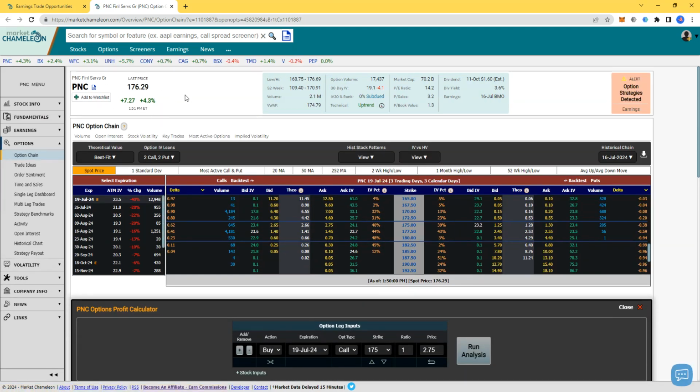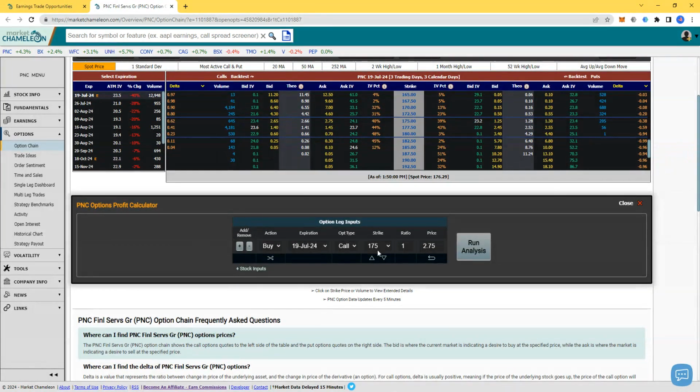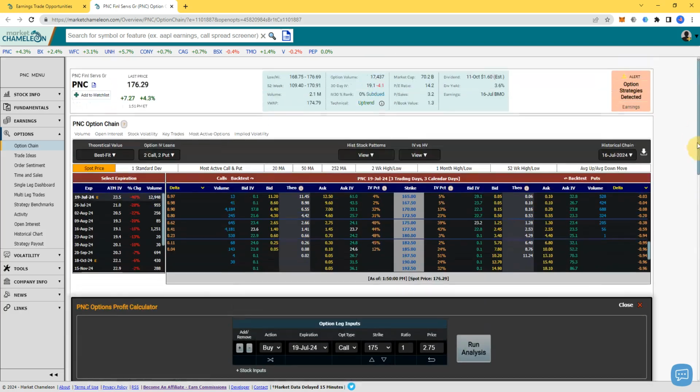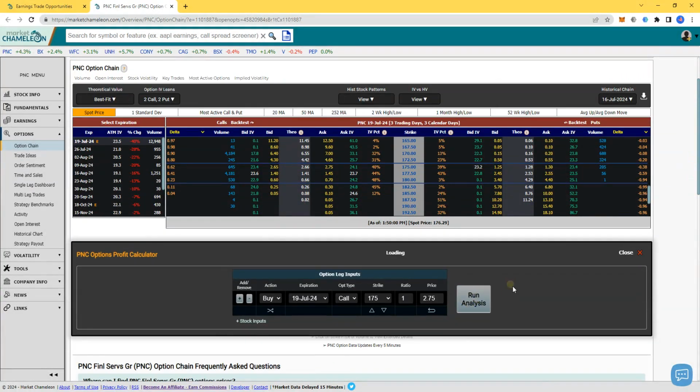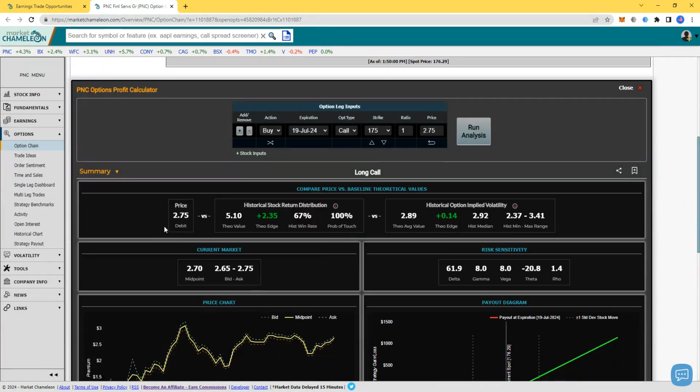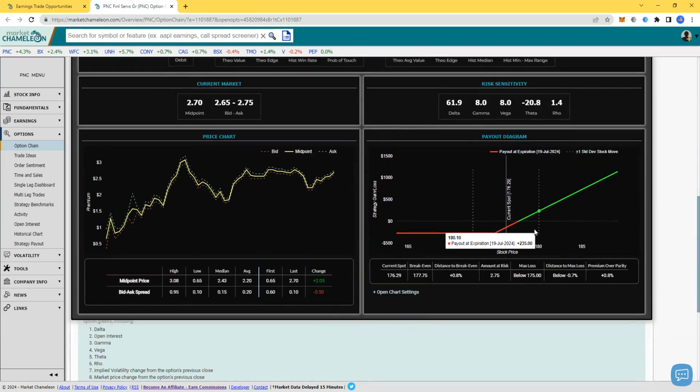PNC, I assume they do earnings probably in a few days, but this is the trade for you. You buy the call 175. Interesting. So that's a gamble on an in the money call, and you're paying 275. Wow, compared to $510. Okay. That's interesting. And of course your max profit, if it's above 177.75, that's your break even. It's already at 176. You bought the 175, and below 175 you lose. You got 0.7 down to the downside.